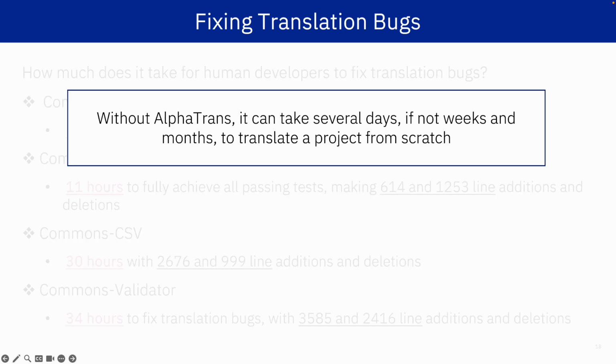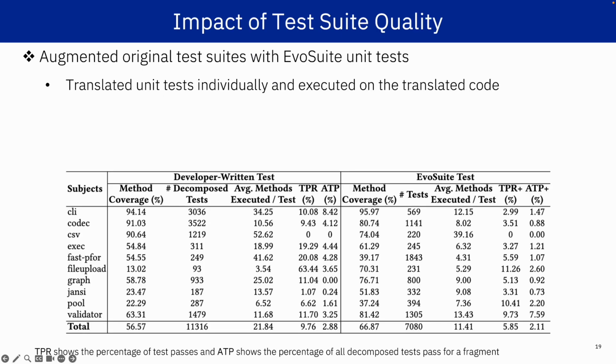So without AlphaTrans, translating and validating each project can take several days, if not weeks. But with AlphaTrans, it actually takes a very short time, helping developers translate and validate their code bases much faster.